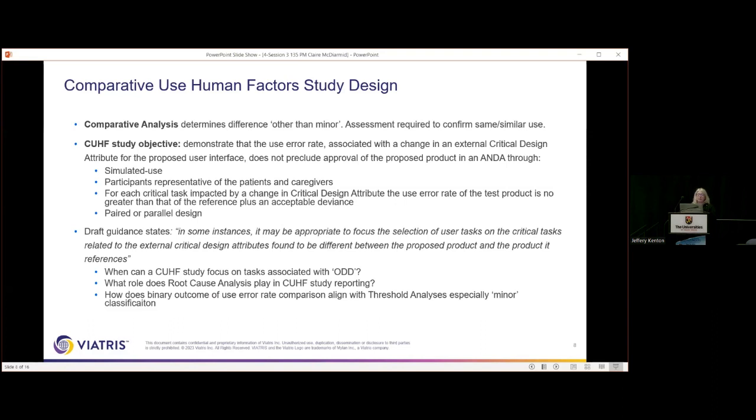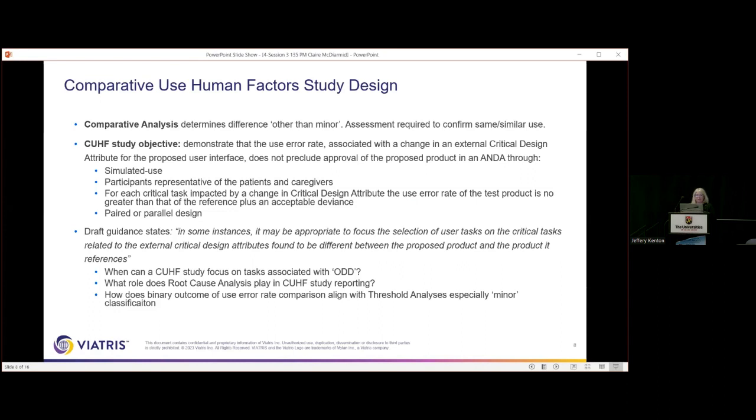The draft guidance says that in some instances, it might be appropriate to focus the selection of user tasks on those critical tasks that are related to the critical design attributes found to be different. Herein lies our challenge. When is that acceptable? How do we justify that?